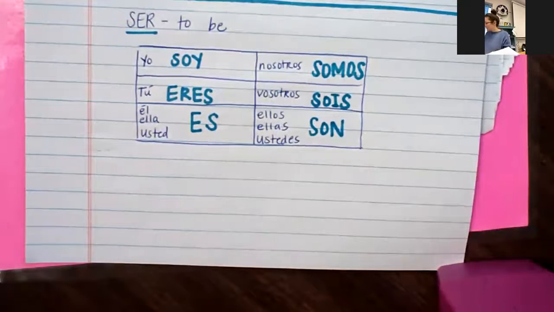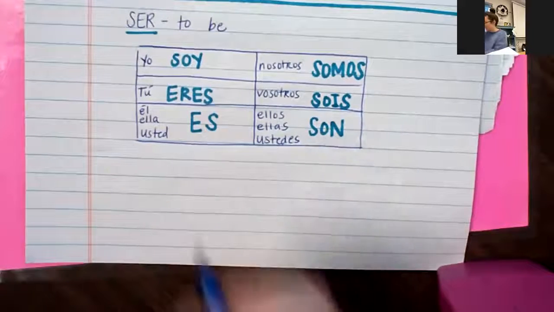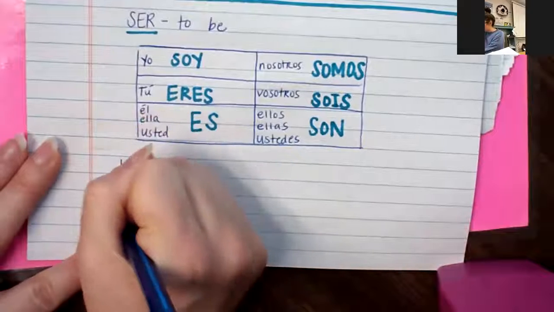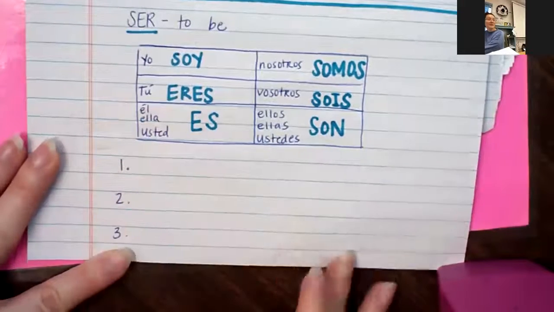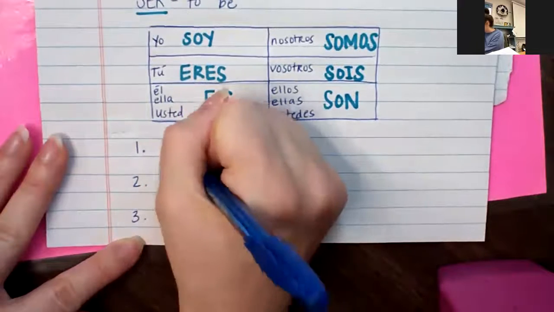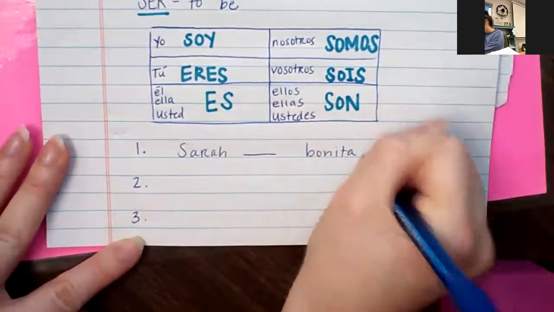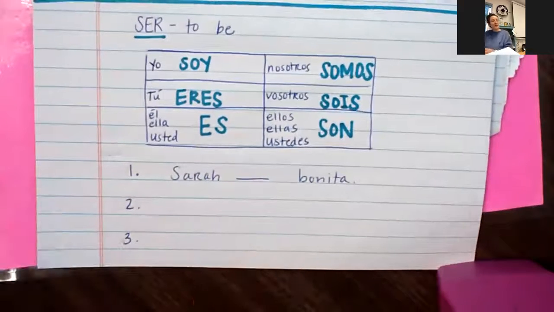So instead of giving you multiple choice questions for this, I gave you fill in the blanks. Because in a way, all of these are multiple choice because we have 6 options to choose from for every single question. So we are going to do 3 examples. We'll do 1, 2, and 3. Sarah blank bonita. So I'm trying to say Sarah is pretty.